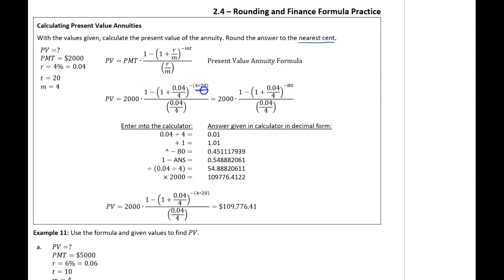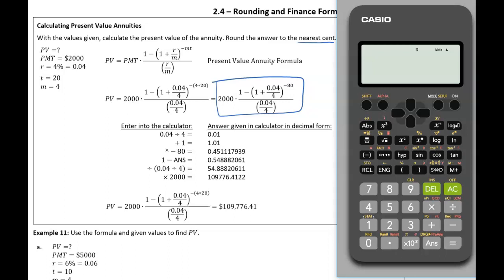Start by looking at your power. So let's do that. It's the easy part. 4 times 20 is going to give me 80, but because we're in a present value situation, that's going to be a negative 80 in the power. So here's where we bring in the calculator.